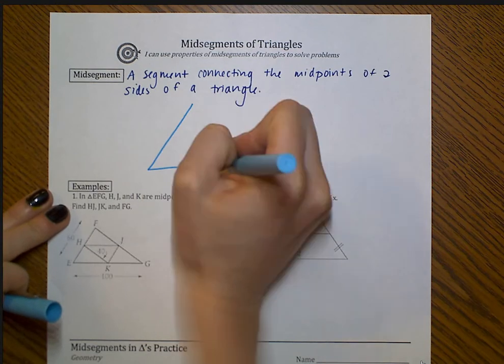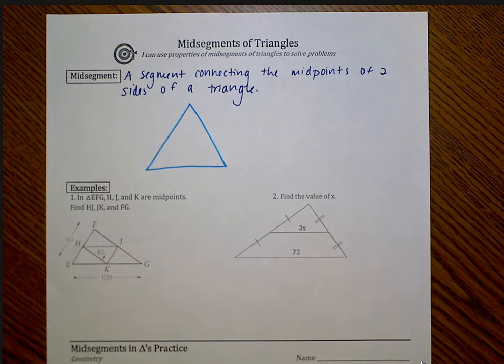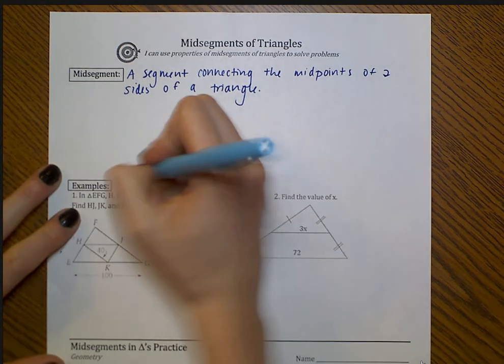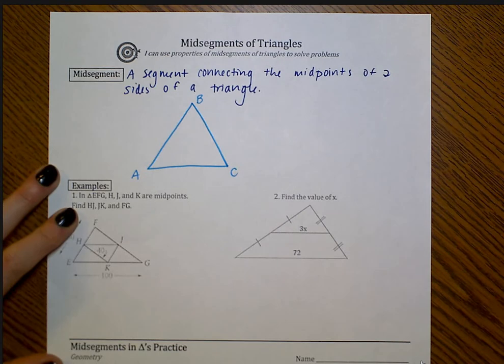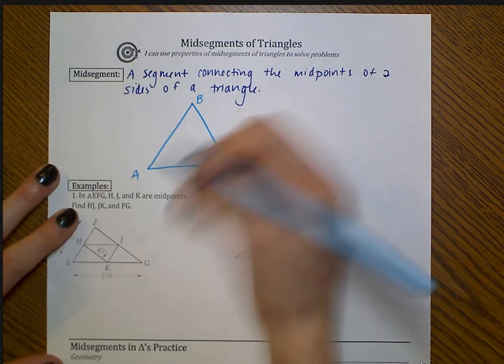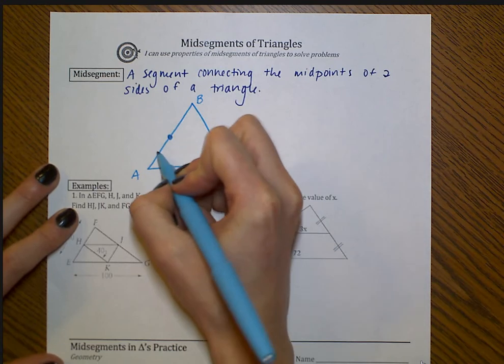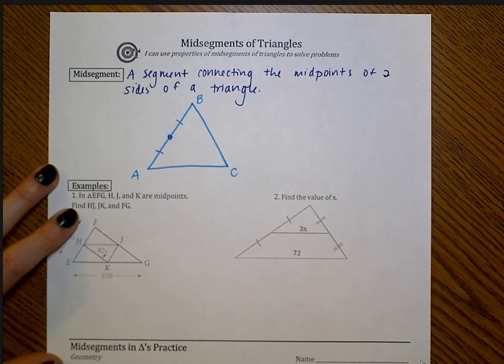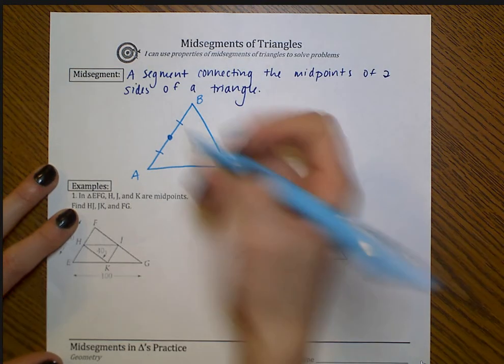so I'm going to draw a triangle. And let's call it like ABC. And let's say that I find the midpoint of like side AB, and I'm just going to eyeball it. Maybe it's like right there. So we'll mark those two pieces congruent so I know that that's right in the middle. And let's call it M.